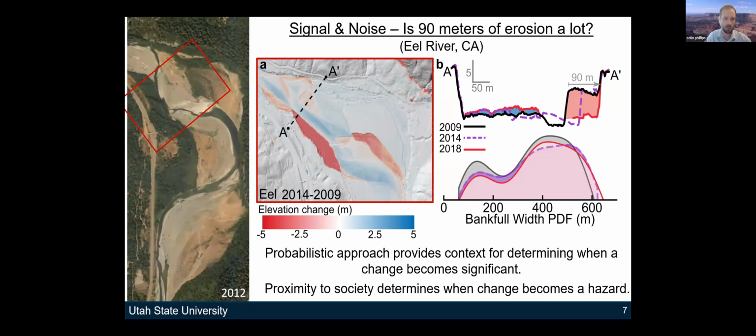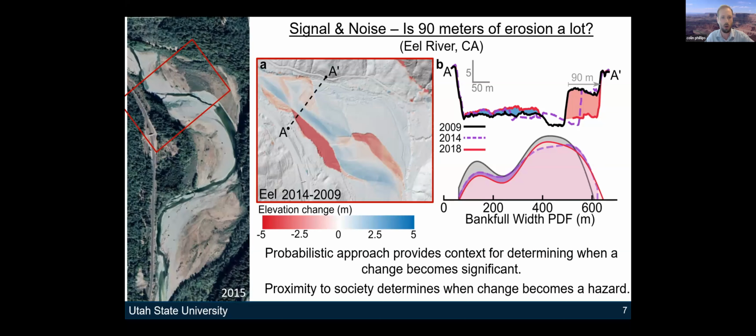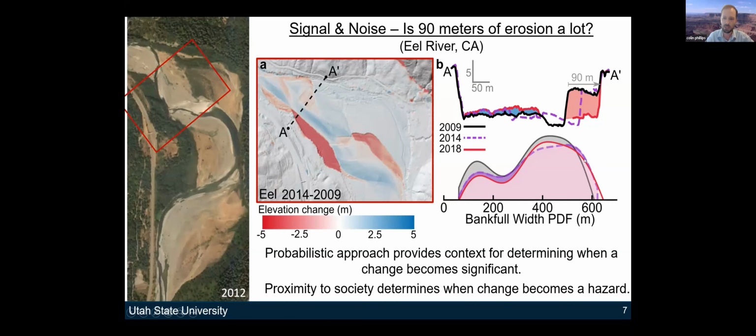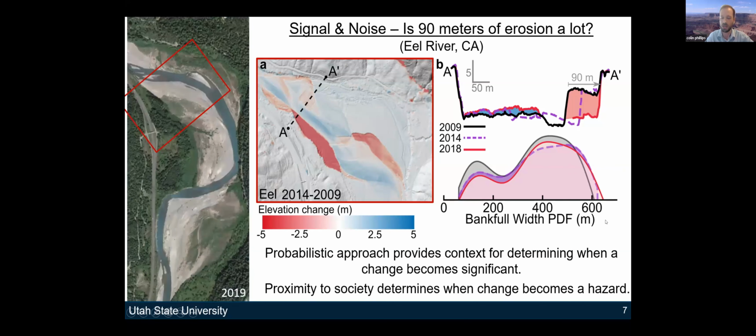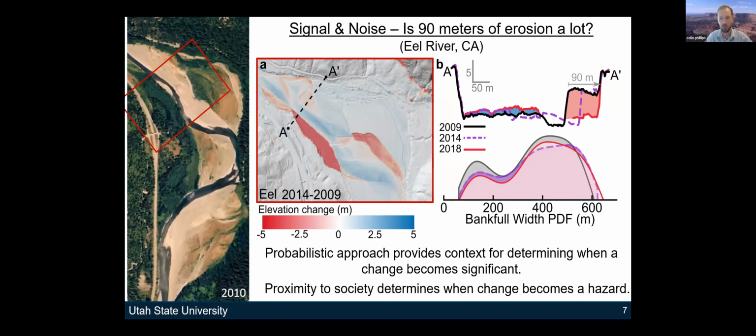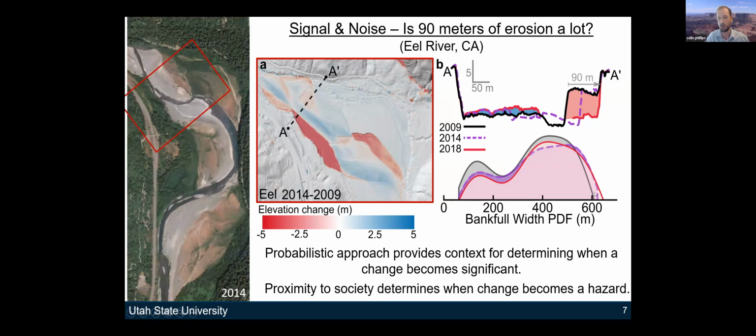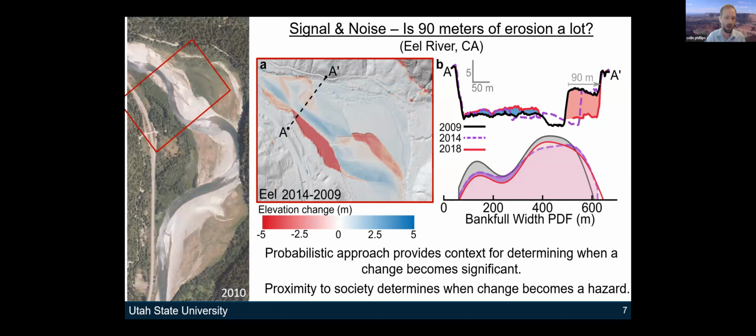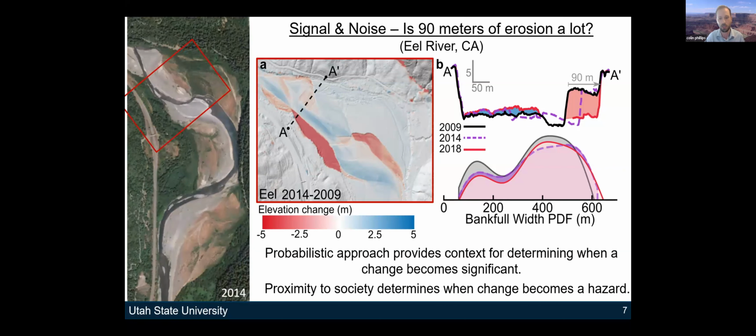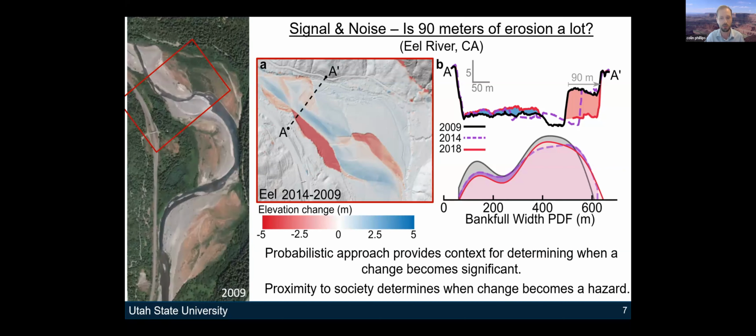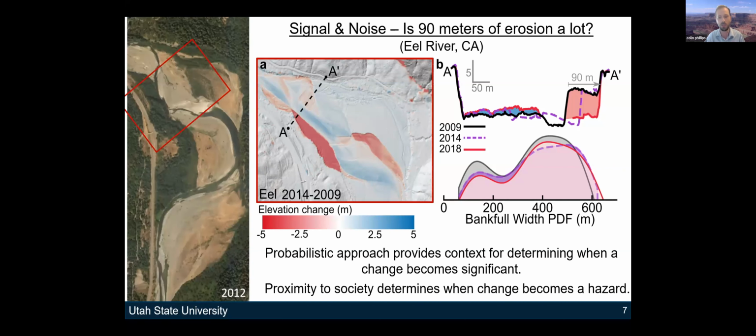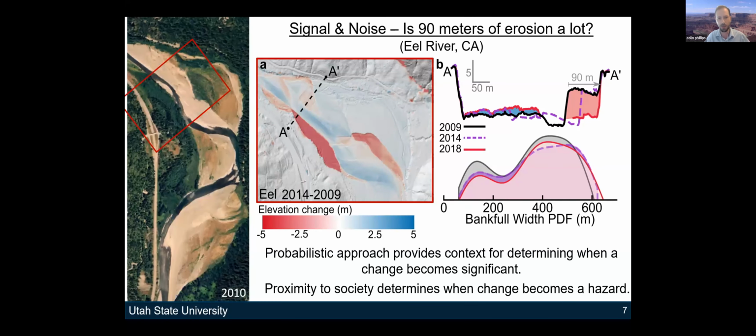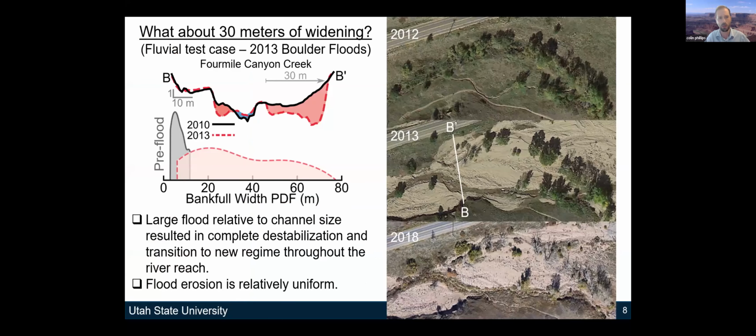And here's the Eel River in Northern California. And you can see it moving along in the satellite images over time. But that 90 meters, when you think about it from a probabilistic standpoint and the variability the channel has inherently, isn't that much, right? These bankfull widths here, it's not that different. Now, 90 meters could be a lot, even in a big system like this, because proximity to society determines when change, which in this case is minor relative to the system, becomes a hazard. And you can see a major interstate right there on the left side.